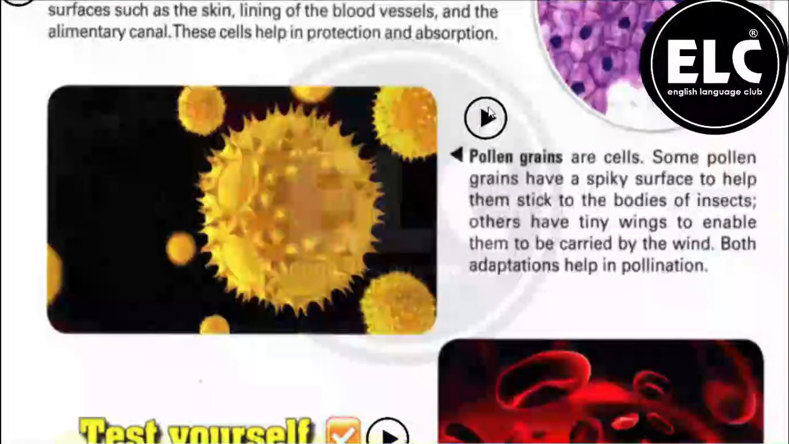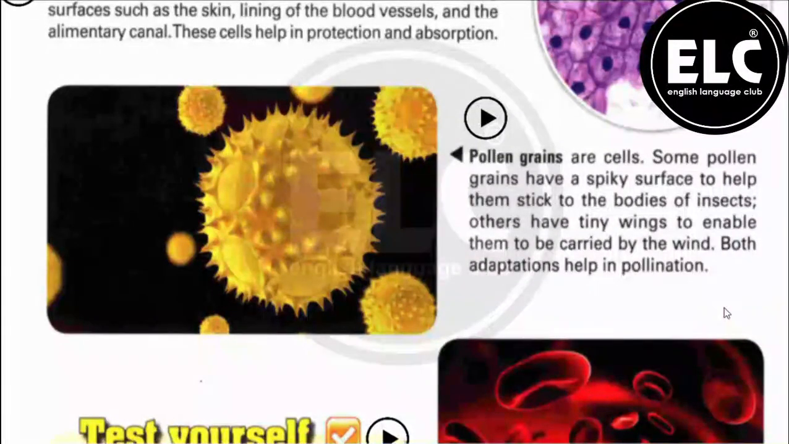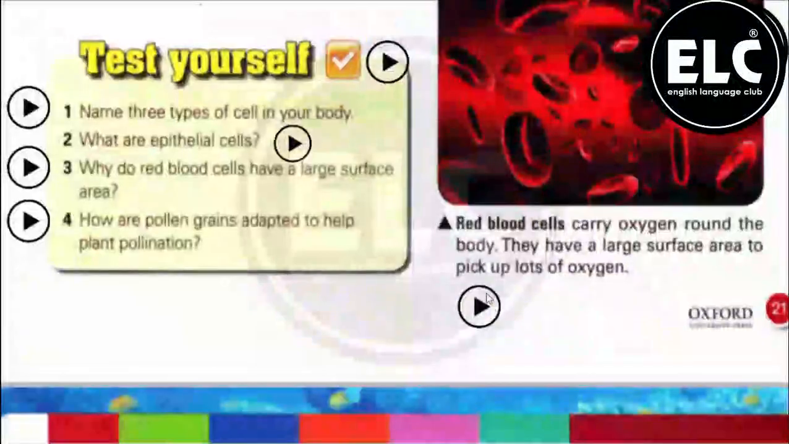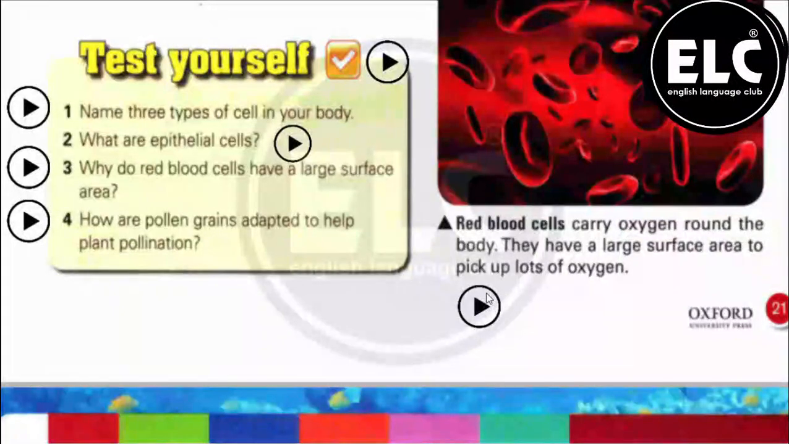Pollen grains are cells. Some pollen grains have a spiky surface to help them stick to the bodies of insects. Others have tiny wings to enable them to be carried by the wind. Both adaptations help in pollination. Red blood cells carry oxygen round the body. They have a large surface area to pick up lots of oxygen.